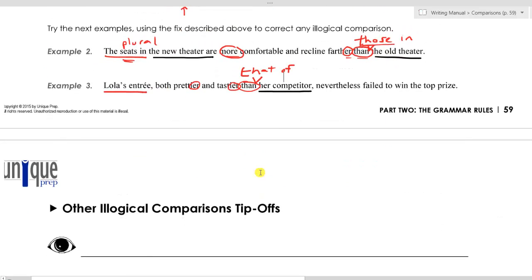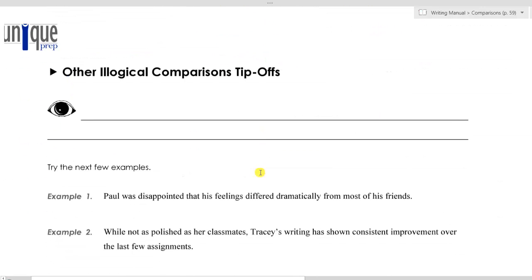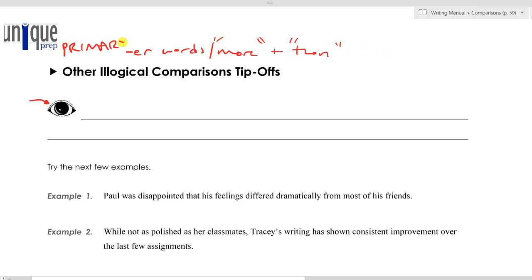Make sure your comparisons are clear, made between things that are fairly compared. Other illogical comparison tip-off clues, this is actually the same rule, but all I'm doing here is adding a few more tip-off clues. So remember we said that ER words or more followed by than, that's the primary tip-off clue for the rule we just discussed. However, there are many other phrases and words that can indicate that a comparison is afoot.